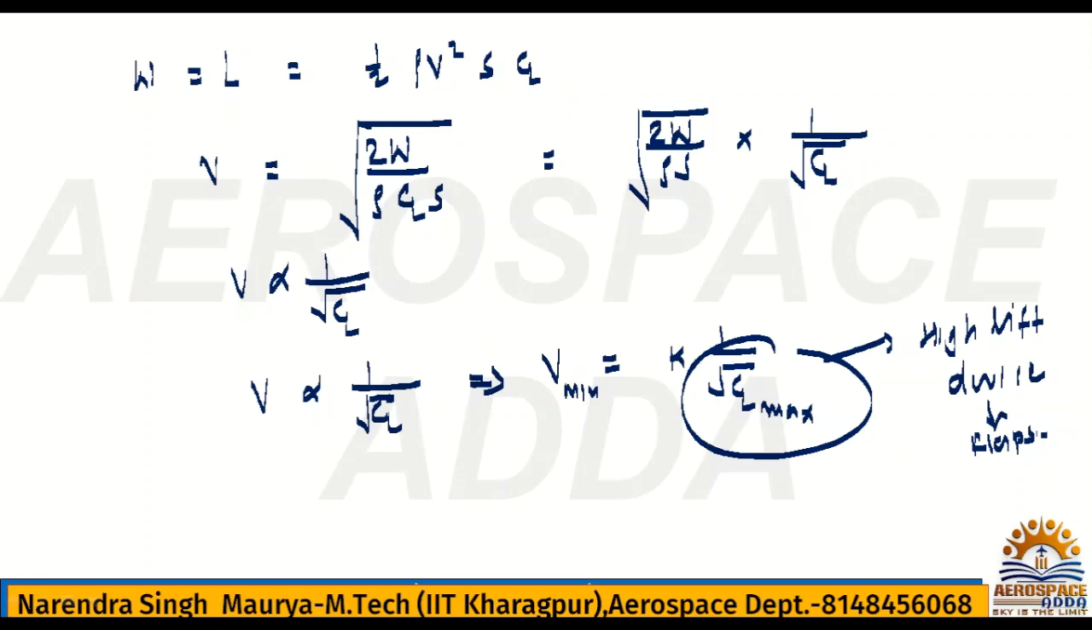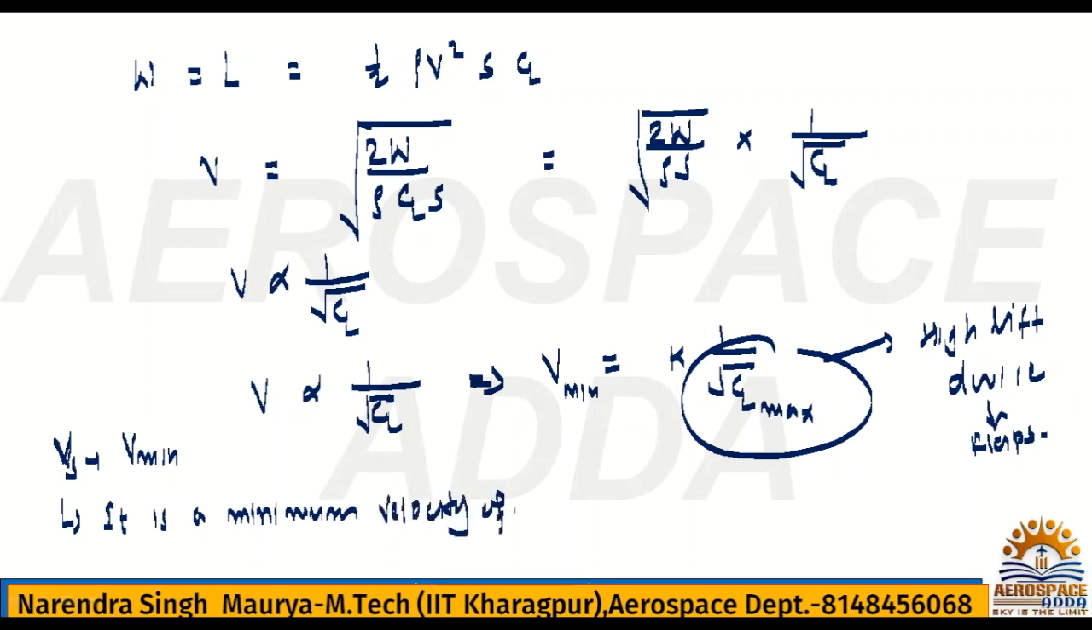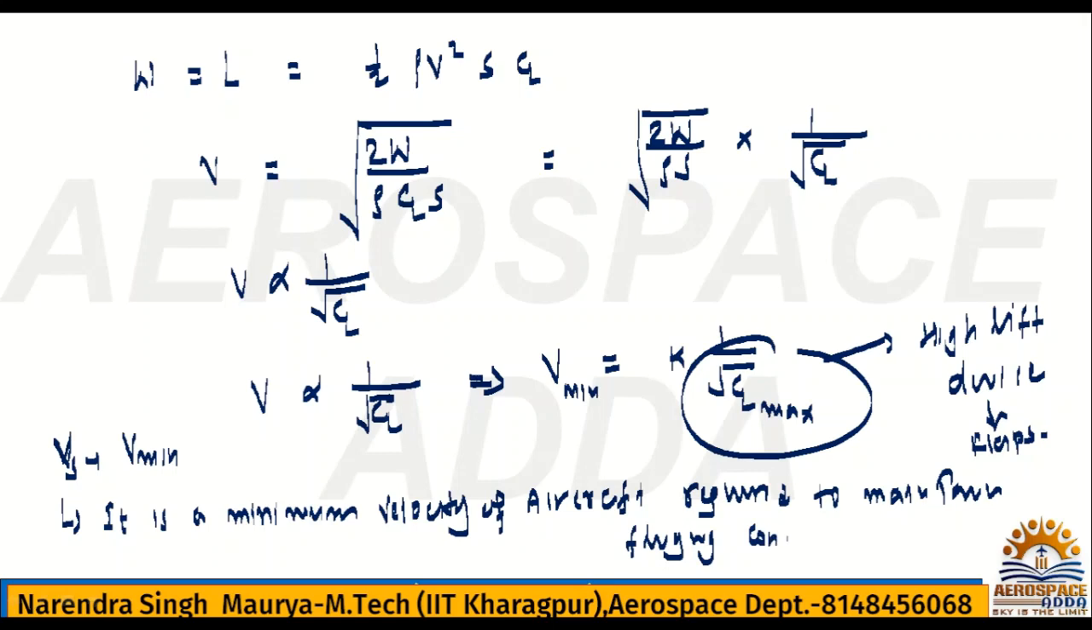And what is the stall speed now? Stall speed is very simple. Vs is nothing but Vmin. So what is the definition of it? It is the minimum velocity of the aircraft required to maintain flying condition. To maintain or to sustain the flying condition, the minimum velocity required will be the stall speed.